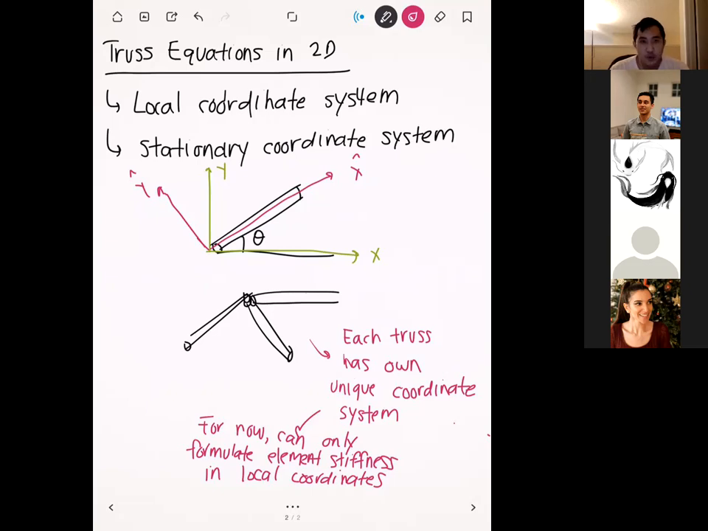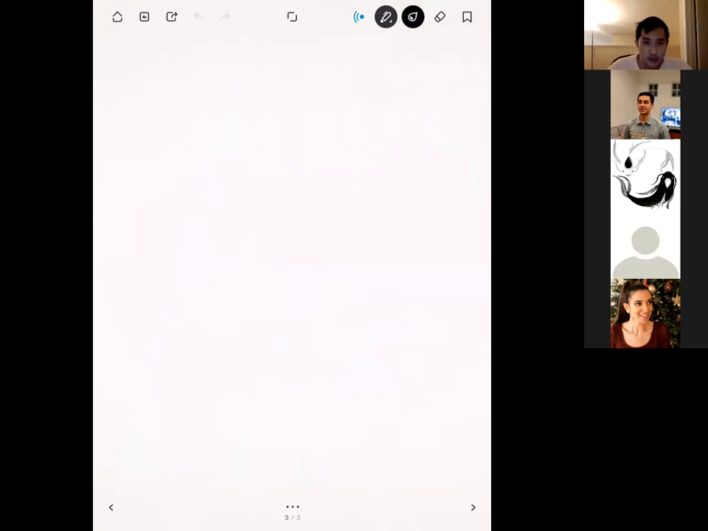And so our goal here, and kind of the reason why we have the stationary coordinate system, is so that we can take these element stiffness matrices and combine them all into one unified system. Okay. And so the first thing that we'll go over is how do we take the element stiffness matrix for a truss, which is in its local coordinates, and how do we transform that into, or I should say, rotate that into the stationary coordinates. Okay. Any questions on that so far? Okay. All right. And so let's go over how we can do that.